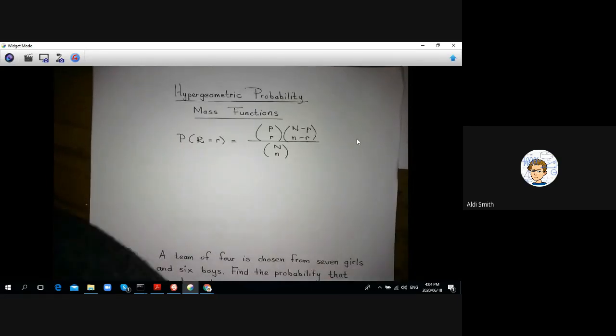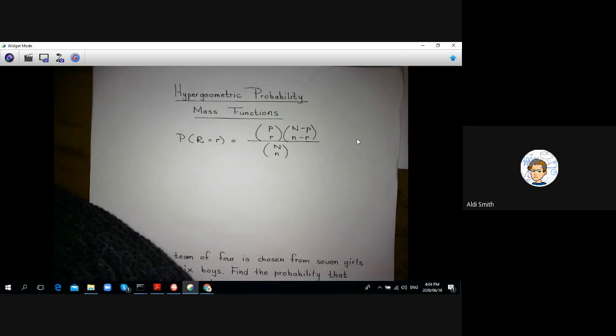Okay, so what we're mostly going to be talking about today is probability density functions. But before we can get to the probability density functions, we just quickly have to finish our discussion from last week, which is the hypergeometric probability mass functions. So last week, we kind of finished off with the binomial distribution, or the binomial mass function.